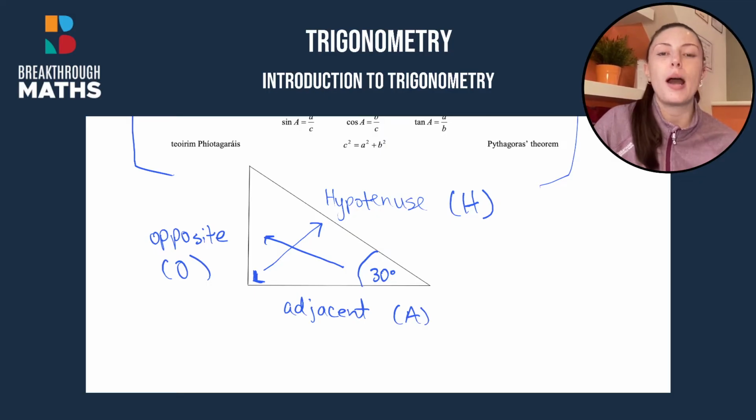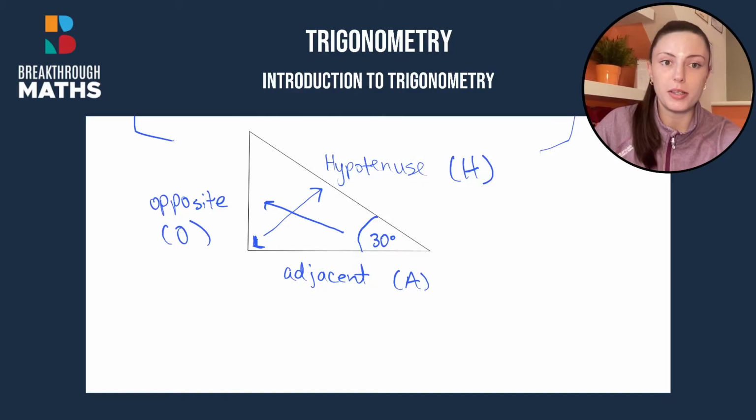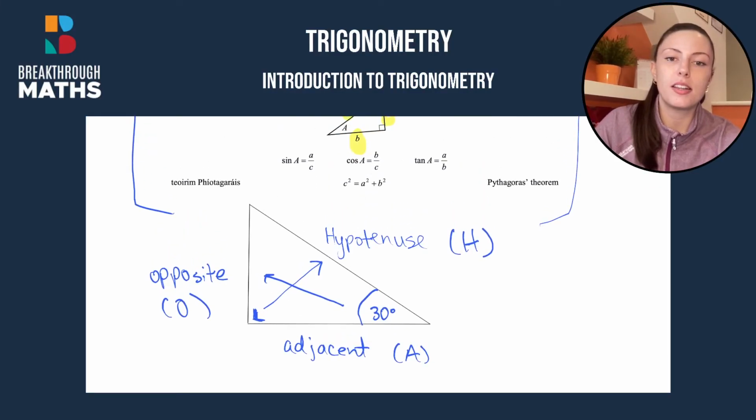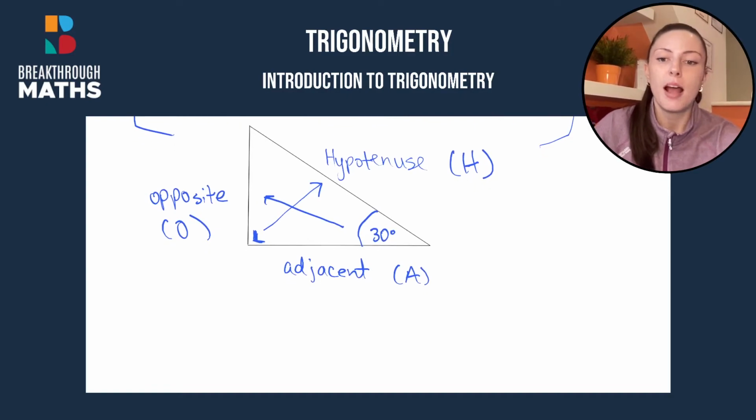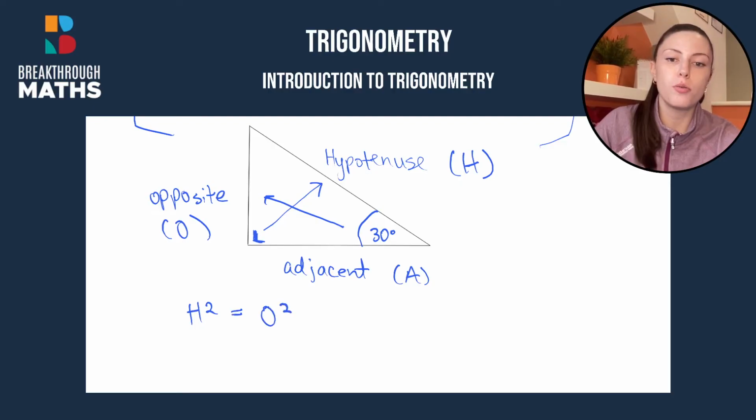So now that we know how we label the sides, the first formula that I'm going to show you is Pythagoras' theorem. So for Pythagoras' theorem, you can see in the log tables, it's c squared is equal to a squared plus b squared. But now that we know what our sides are, and you label them in a question, Pythagoras' theorem is h squared is equal to o squared plus a squared, or it can be h squared is equal to a squared plus o squared.